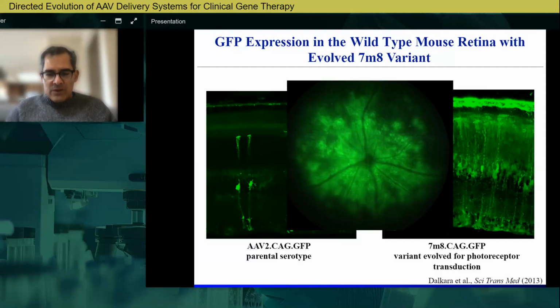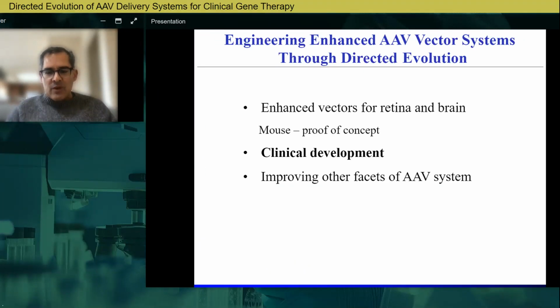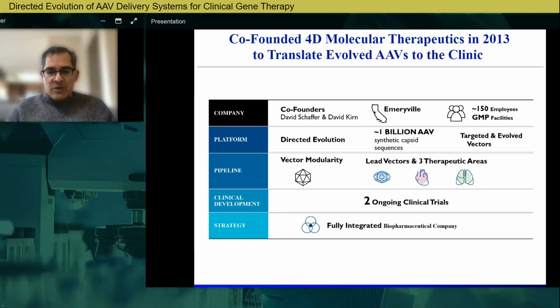So our next goal was to take the success within the mouse, which shows very efficient delivery deep into the retina and across the surface area of the retina, and see if we can achieve that within a large animal model, initially a non-human primate, and then ultimately a human primate. So to do so, I founded a company called 4D Molecular Therapeutics in 2013.